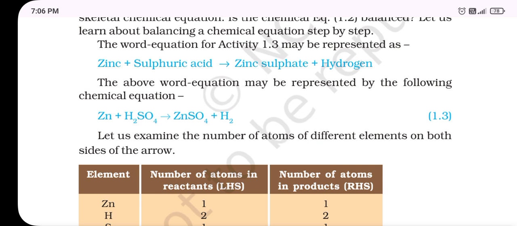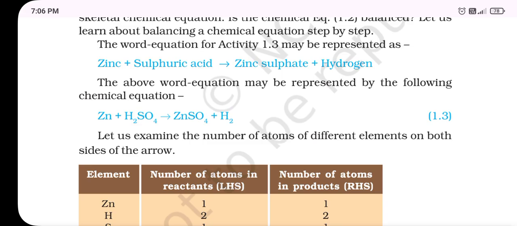That means no reaction: the same thing on the left side and the same thing on the right side. Why does it happen? Because gold does not have the activeness to displace the hydrogen from sulfuric acid, because hydrogen is more powerful than gold and silver. Do you understand this? Okay, the above word equation may be represented by the following chemical equation.